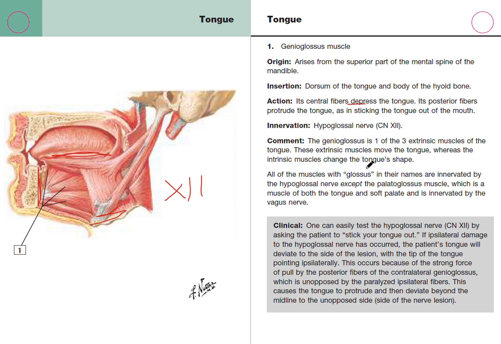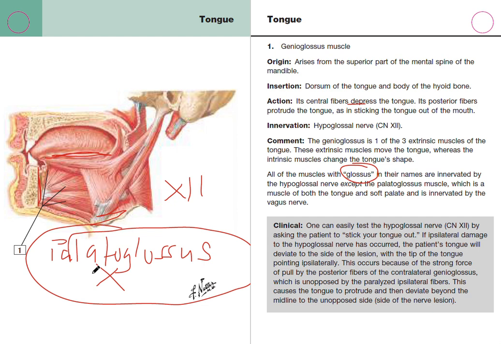All of the muscles with glossus in their names are innervated by the hypoglossal nerve, except for one, the palatoglossus, because the palatoglossus muscle is a muscle of both the tongue and the soft palate, and it is innervated by the vagus nerve. So all muscles with the word glossus are innervated by cranial nerve 12, except for the palatoglossus, which is innervated by cranial nerve 10, or the vagus nerve.